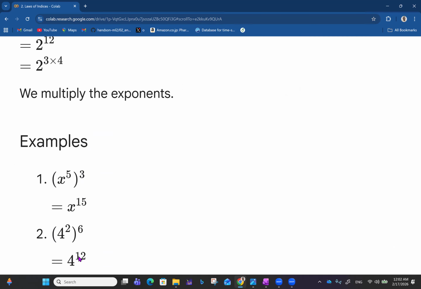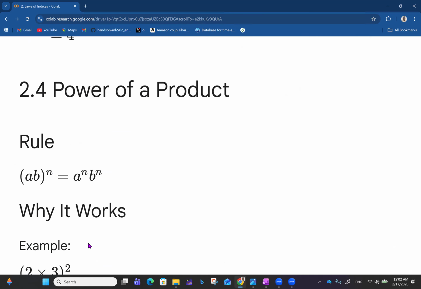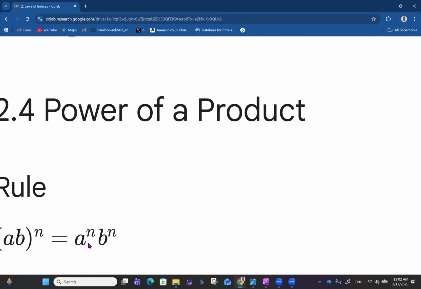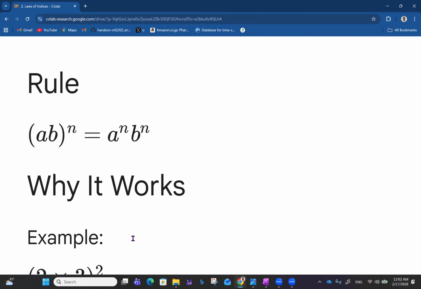So you have these examples: x raised power 5 is raised power 3. That's x raised power 5 times 3, 15. 4 raised power 2 times 6, that's 4 raised power 12. And then we talk about the power of a product. What if you're multiplying two numbers, and then you raise them together to a particular power n? You are multiplying a and b, and you now raise a and b, everything, to power n. That can simply be expressed as a raised power n multiplied by b raised power n, like that.